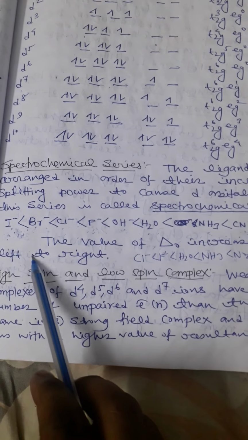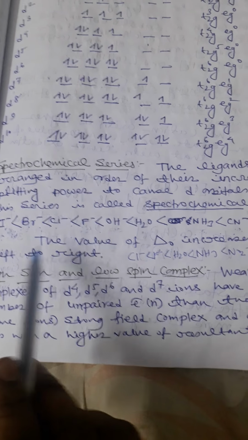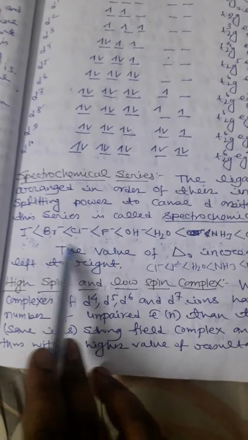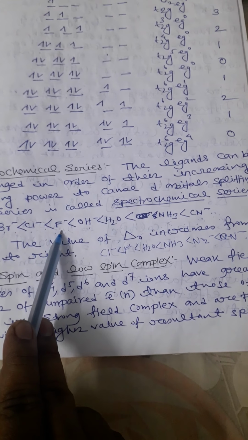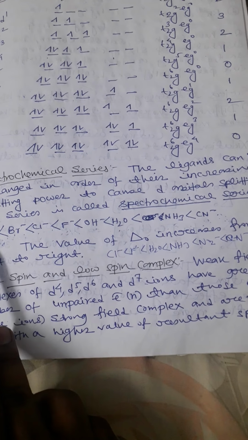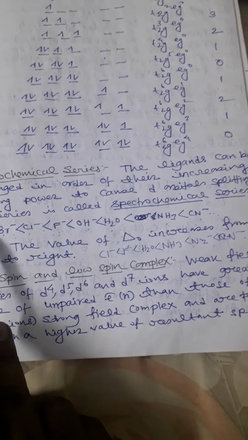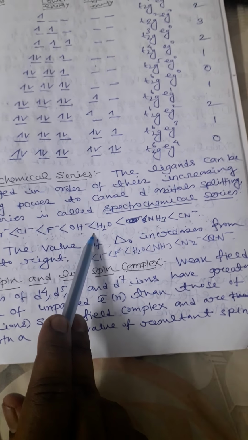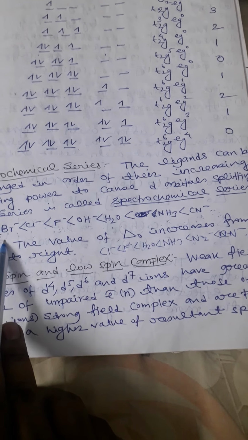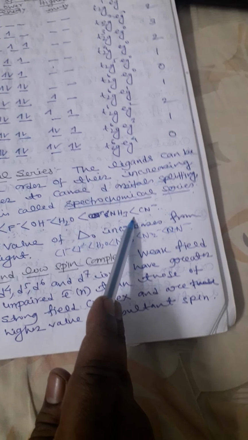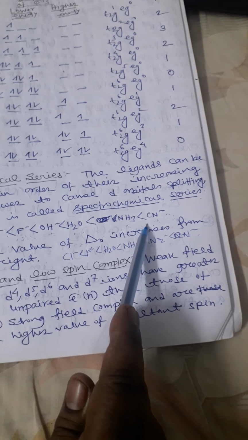In the spectrochemical series, that means I minus, Br minus, Cl minus, F minus, from left to right the splitting power also increases. Between I minus and F minus, F minus is the stronger ligand. From I minus to water, these are called weak field ligands, which always form high spin octahedral complexes, and ammonia and CN minus are strong field ligands, which always form low spin complexes.